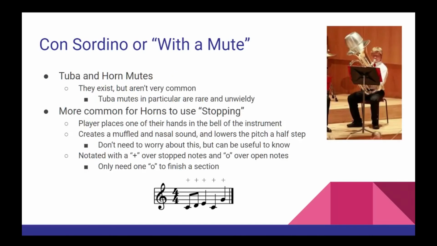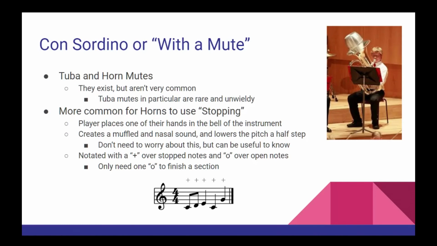Special mutes do exist for both the horn and tuba, but neither are used very frequently. Tuba mutes in particular are very rare and, in my opinion, a little unnecessary. They have a very subtle impact on the tone quality and honestly are so large that they're very inconvenient to carry around.